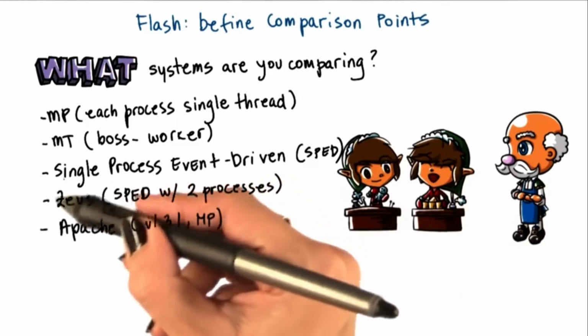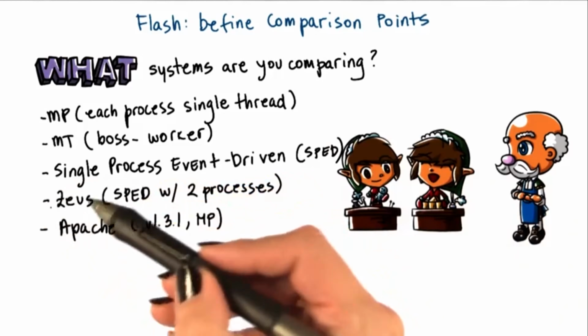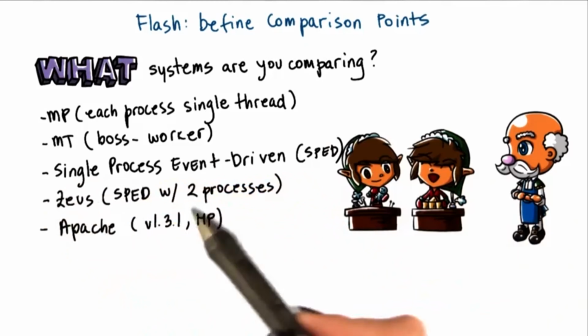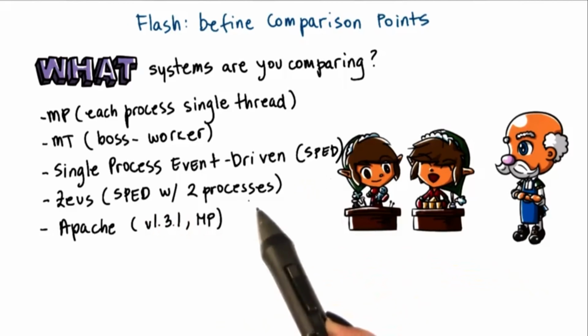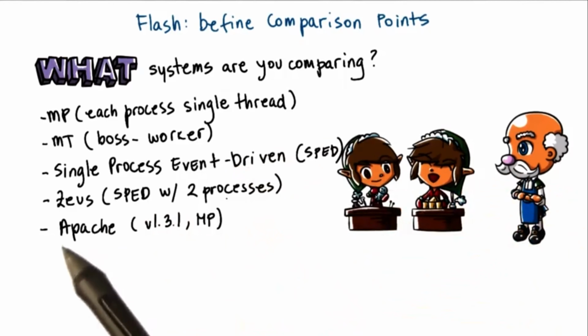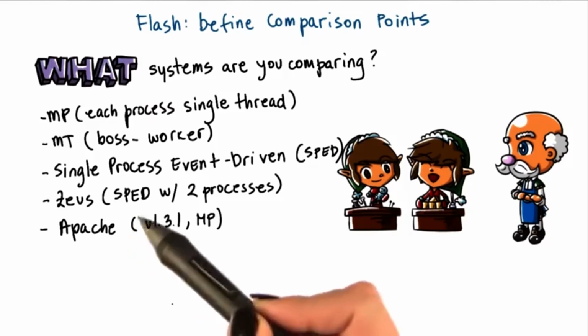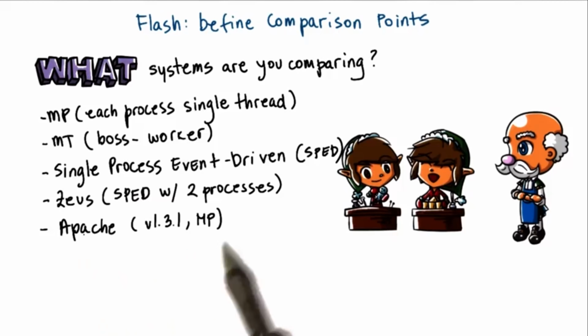And then they also use as a comparison two existing web server implementations. One was a more research implementation that followed the SPED model. However, it used two processes, and this was to deal with the blocking I/O situation. And then another one was Apache, and this is the open source Apache web server. This was an older version, obviously, than what's available today. At the time, Apache was a multi-process configuration.